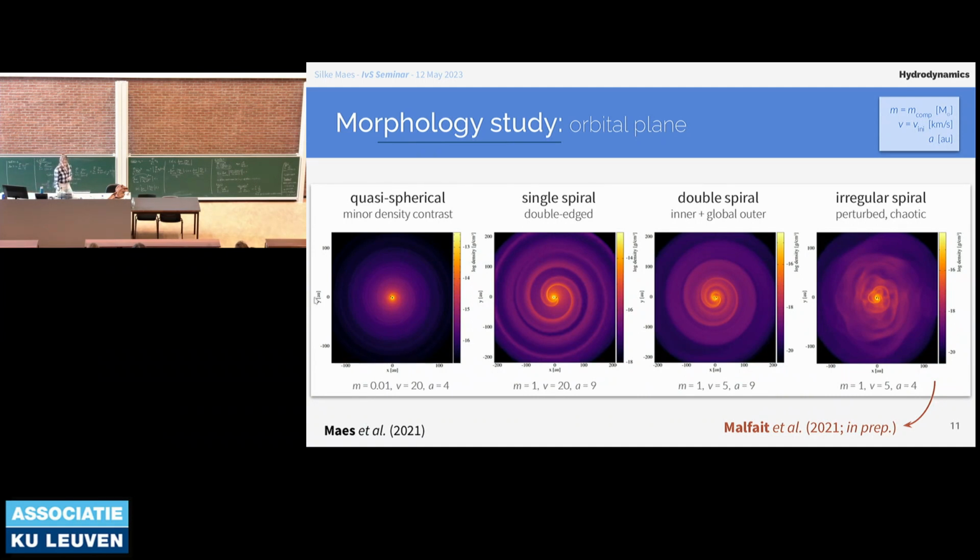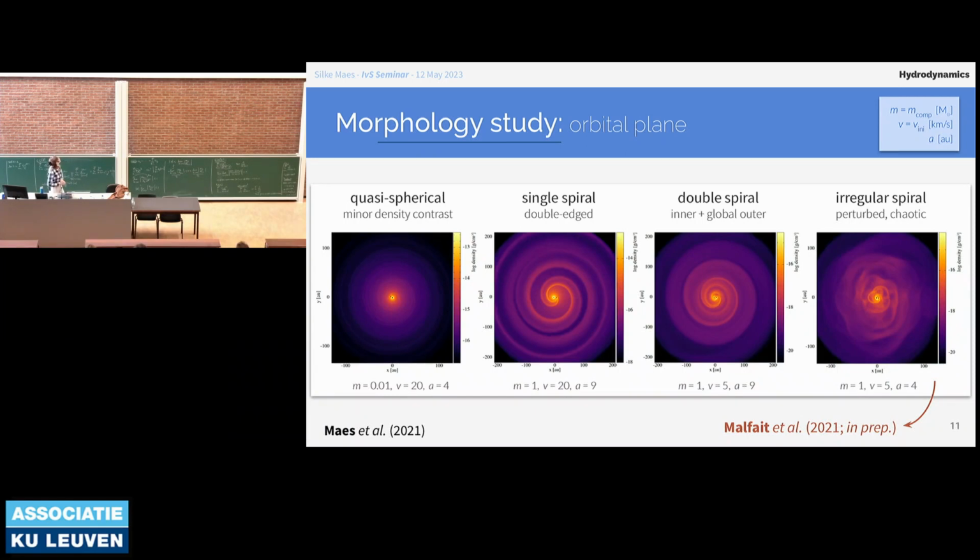When the companion is of low mass, we see the spiral only barely. But when we have a higher mass companion, you clearly see a distinct spiral structure in the outflow. When we change the velocity, for example, we see that the spiral changes shape a little bit. And if we also put the two components closer together, we sometimes get irregular spirals.